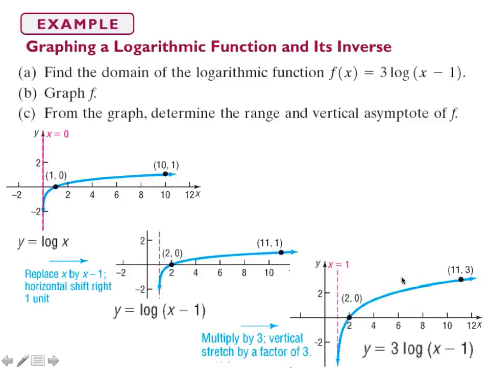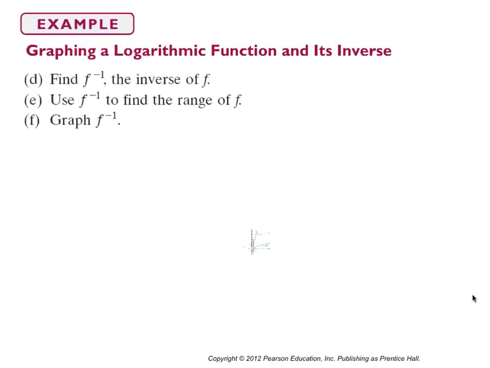So you'll notice we have some points here as well. You'll notice we have a vertical asymptote at x equals 1. The range is going to be from negative infinity to infinity, but the domain is going to be from 1 to infinity, not including 1.